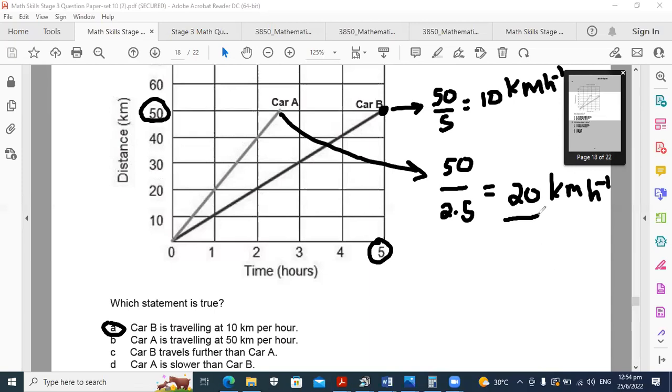Remember, the bigger the number, the faster you go, don't you agree? Yes, sir. So car A is actually faster. It says, look at C. It says car B travels further than car A. Not true. Both of them travel what? The same distance. Right. And this part about B is incorrect. All right, any questions?